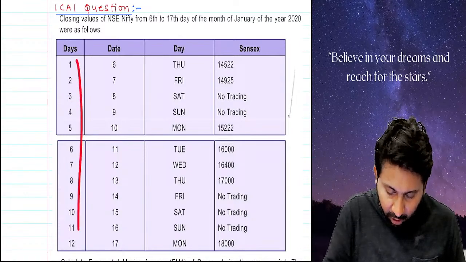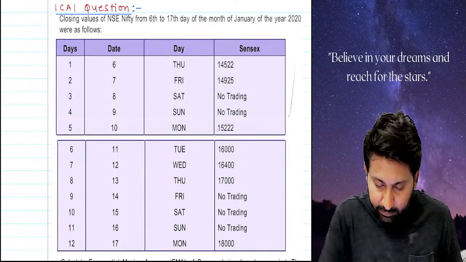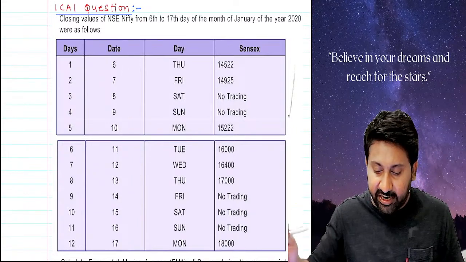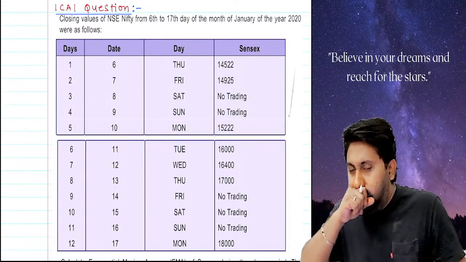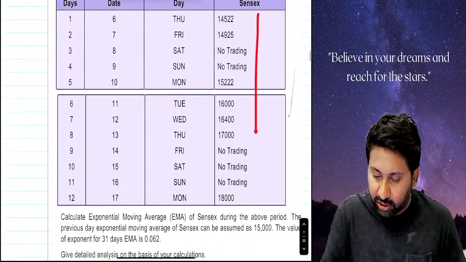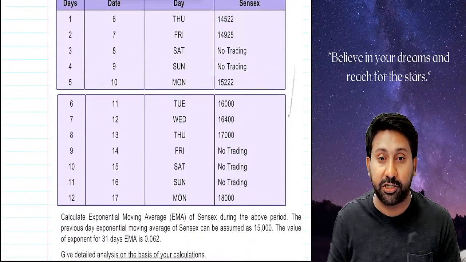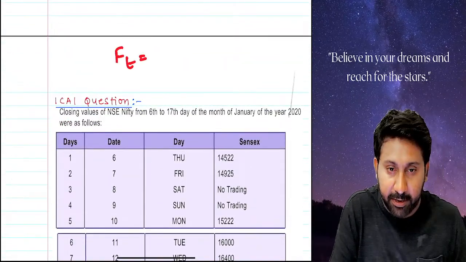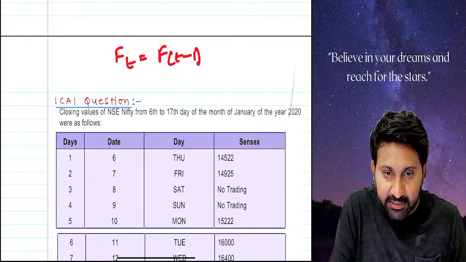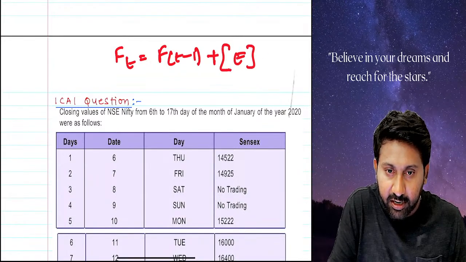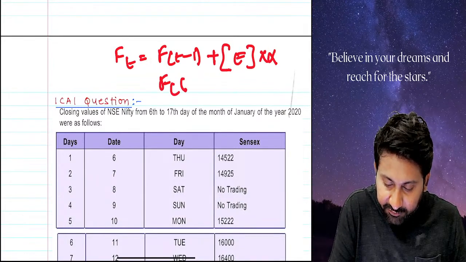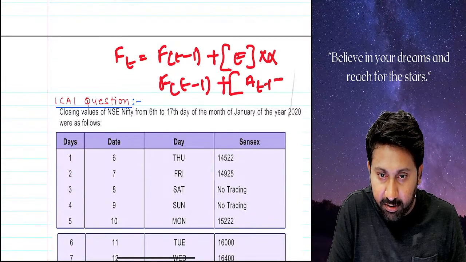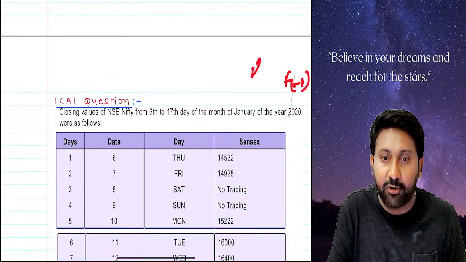The question comes in the exam. How many days? 12 days are there. Day 6, 7, 8, 9, like that they have given. Thursday, Friday, Saturday. On Saturday and Sunday sometimes the trading is not there. Then 6. Values are also given. He is asking us to calculate the exponential moving average. First, the formula. What is the formula? Forecast for the period equals forecast for the previous period plus error into alpha. What is the error formula? A t minus 1 minus F t minus 1, into alpha.